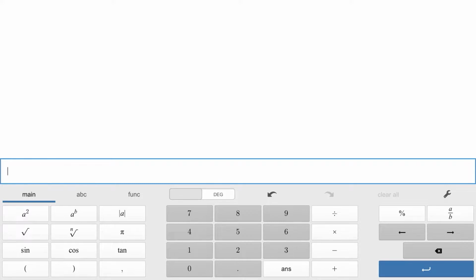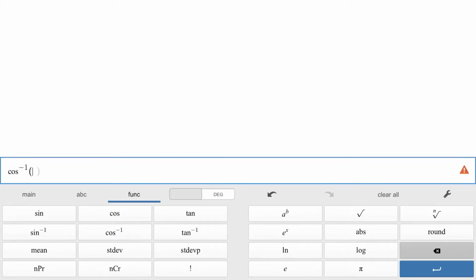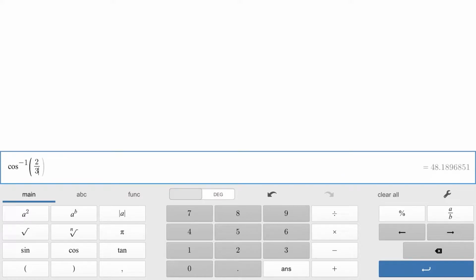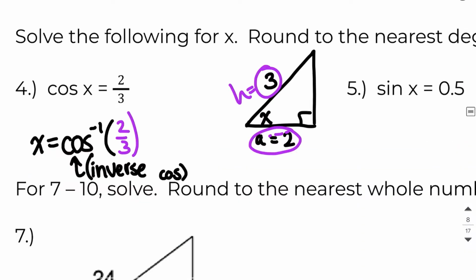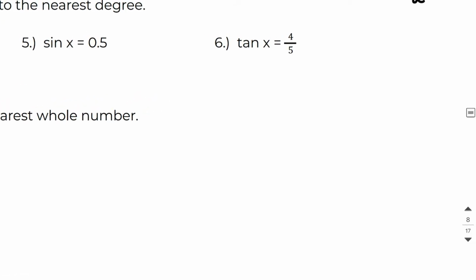We would need to click on this function key right here. So I was in main, I would click on the function key, and then I would do inverse cosine of, go back to main, and type in 2 over 3. So this would be inverse cosine of 2 over 3. My answer here would be 48 degrees. You have to show this line of work when you're doing this, okay? I want you to write this down on the side over here, please.